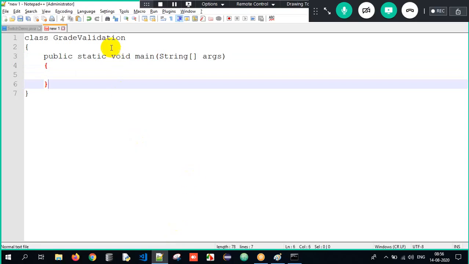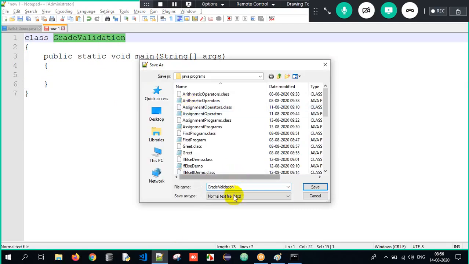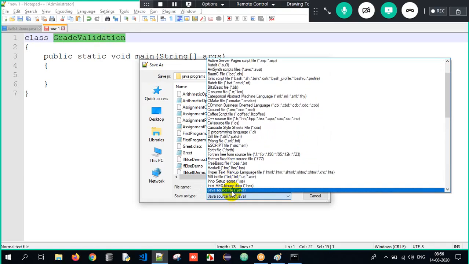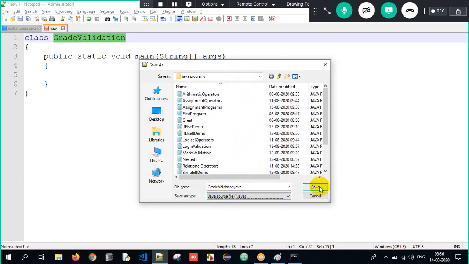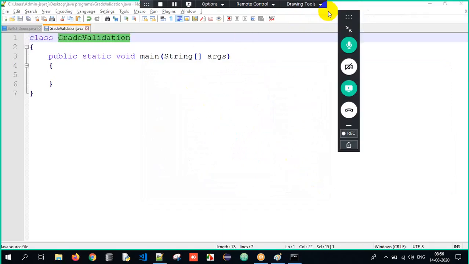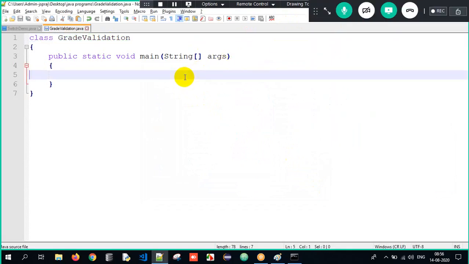Now let me save the file. The file name is the class name, GradeValidation, and save as Java source file. You have to scroll and the extension will be taken automatically. Clear? So we have successfully done this entire process here. Great, so we have saved that entire program.